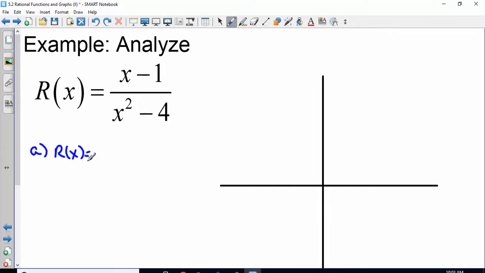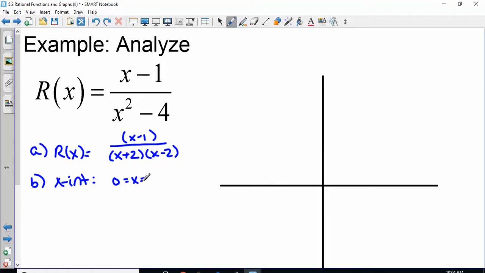So factoring, the top we can't do anything with. What do we do with x squared minus 4? Difference of two squares. X-intercept. What was the shortcut I told you? Most likely it's in the numerator. Yeah, it's just what makes the top 0. So that would be positive 1.